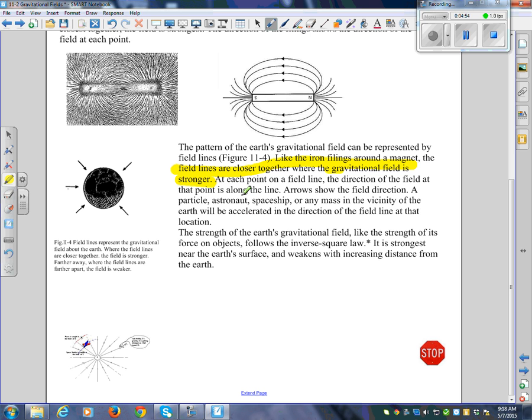A particle, astronaut, spaceship, or any mass in the vicinity of the Earth will be accelerated in the direction of the field line at that location. The strength of the Earth's gravitational field, like the strength of its force on objects, follows the inverse square law. What do I mean by that?